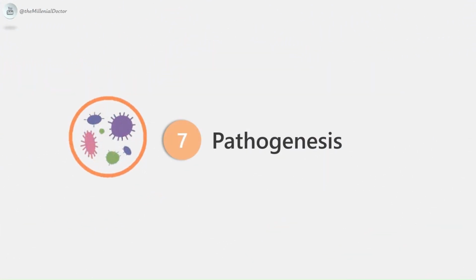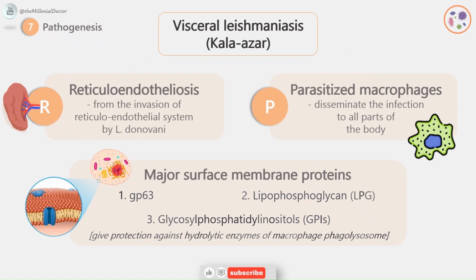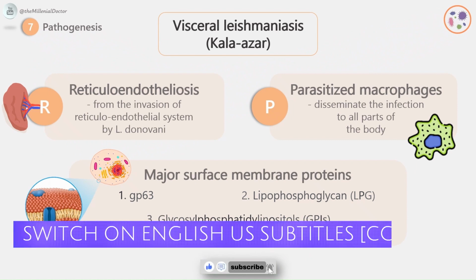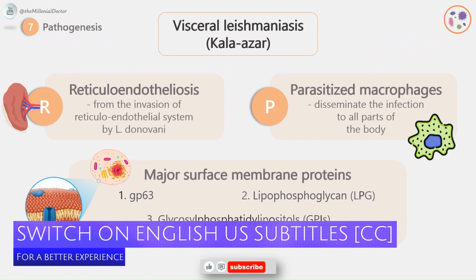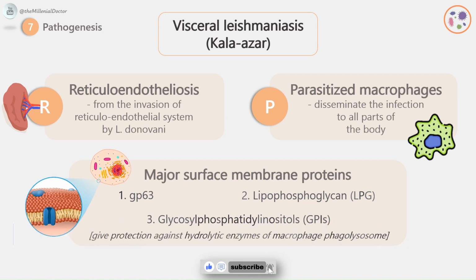Next, pathogenesis. Leishmania donovani causes visceral leishmaniasis or kala azar. Kala azar is a reticuloendotheliosis resulting from the invasion of the reticuloendothelial system by Leishmania donovani. The parasitized macrophages disseminate the infection to all parts of the body.